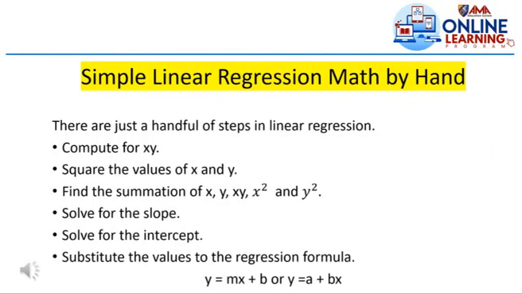Simple linear regression, math by hand. There are just a handful of steps in linear regression. First, compute for xy, the product of the x variable and the y variable. Second, square the values of x and y. Third, find the summation of x, y, x squared, and y squared. Fourth, solve for the slope. Fifth, solve for the intercept. And lastly, substitute the values into the regression formula to determine y is equal to mx plus b, or y is equal to a plus bx. So mx and bx are just the same, and a and b are just the same.